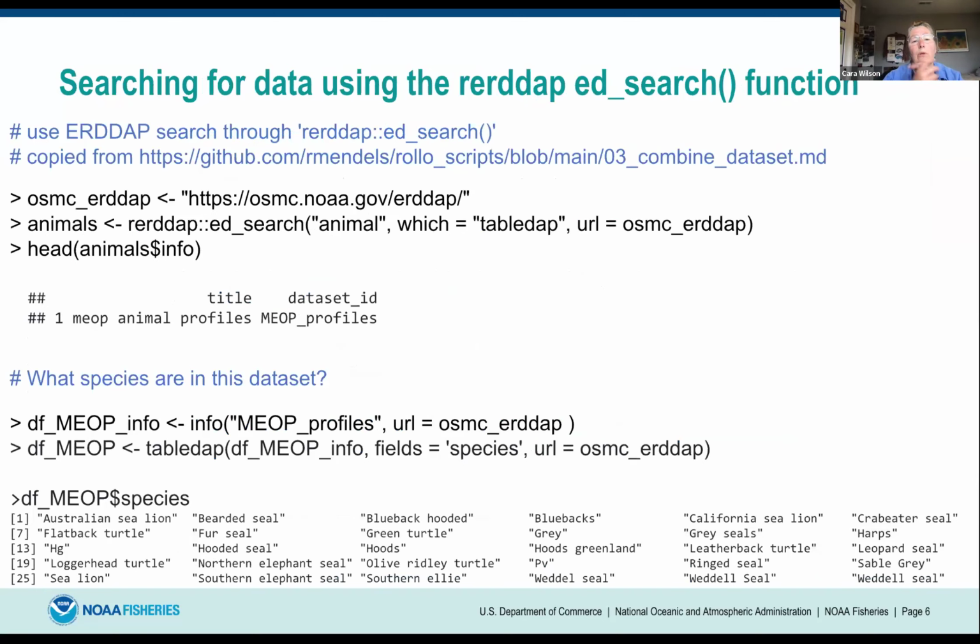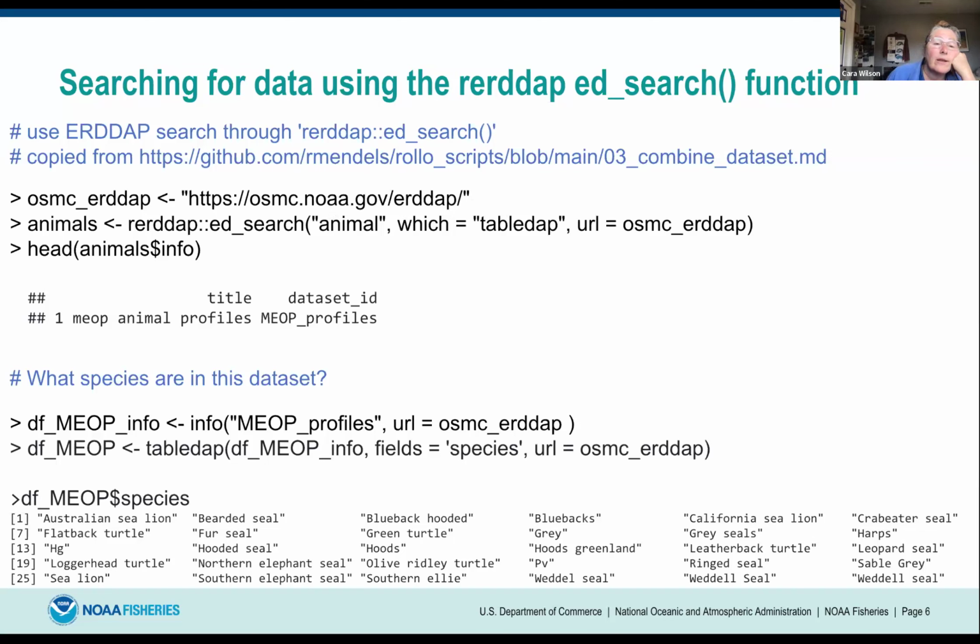So first we'll start with the ed_search function. That's in rerddap. And actually this code here was what Calum showed in October in Python, and Roy converted it into R. So what we're doing here is defining an ERDDAP URL. That's what this first line is doing, osm_erddap, and then there's the URL of the ERDDAP.